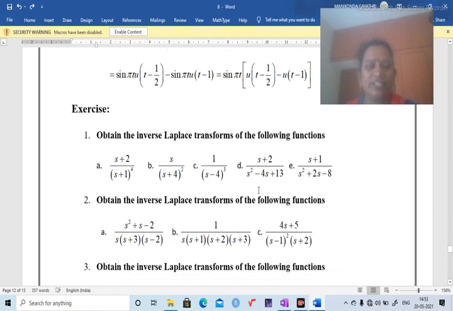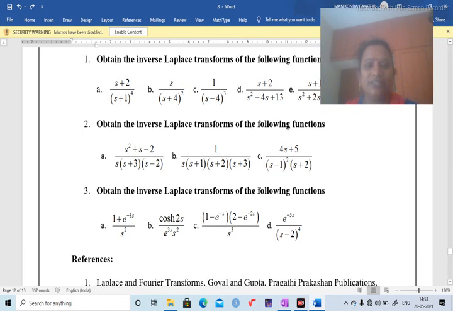So these are the exercise problems. Solve by yourself and find the inverse Laplace transforms of all functions.